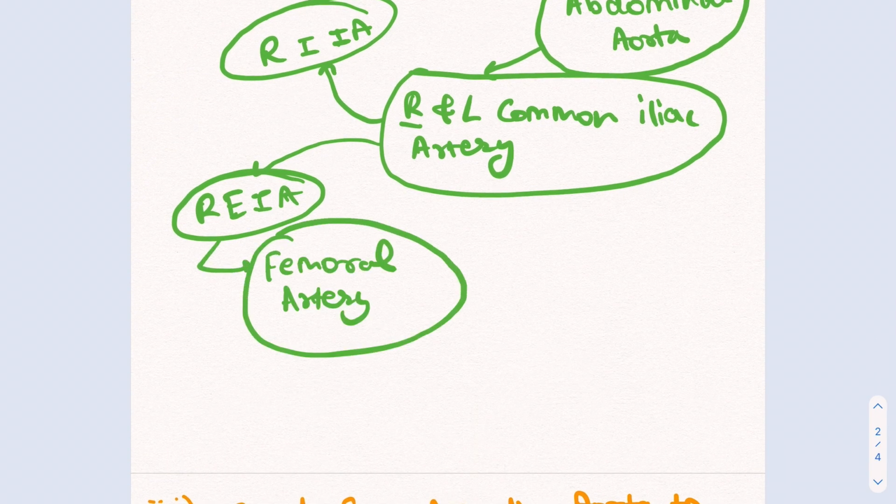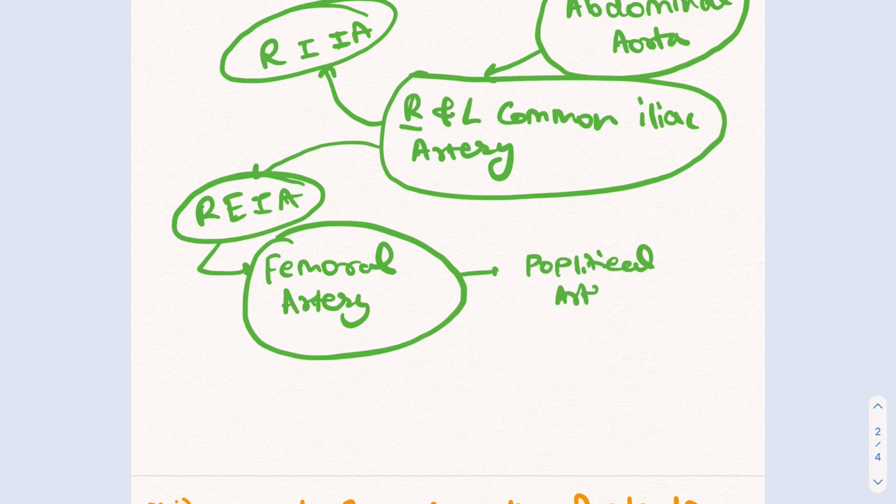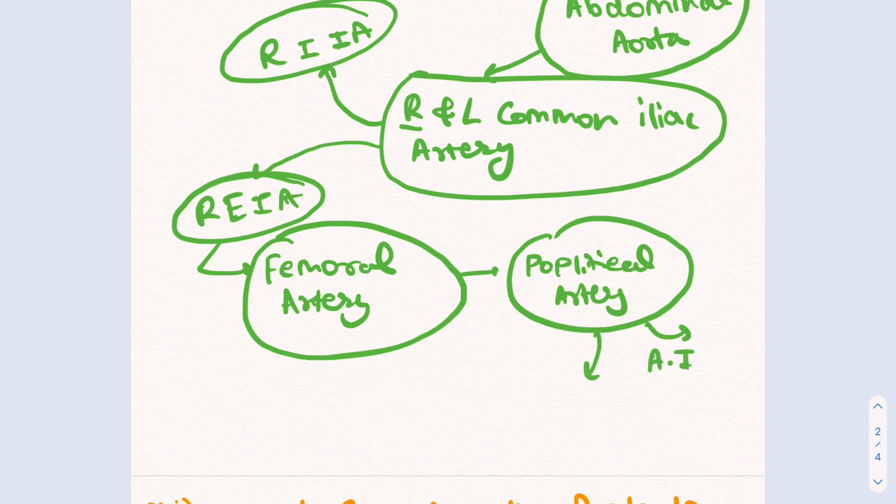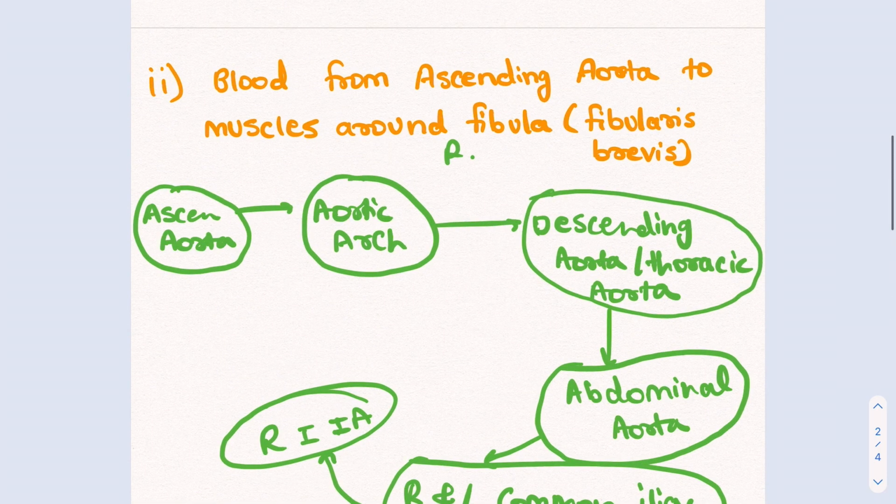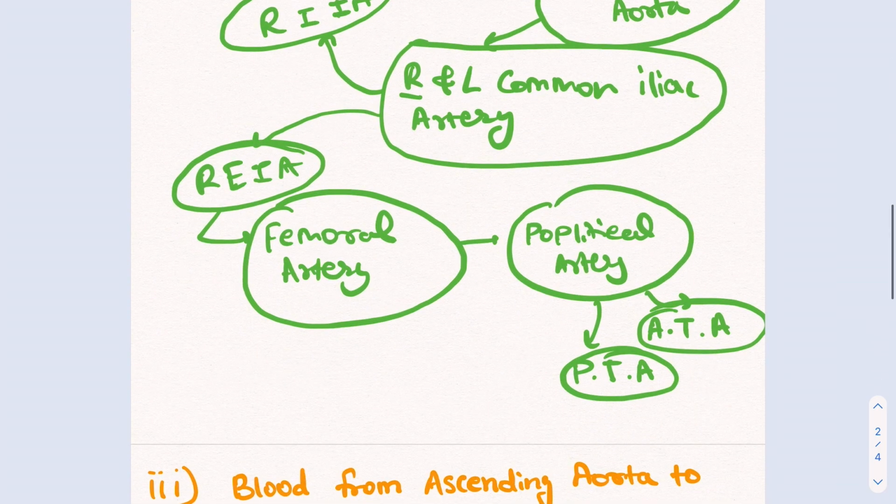A femoral artery switches side, so it goes from anterior to posterior, and once it enters the popliteal fossa, it becomes popliteal artery. Now, popliteal artery splits into two arteries. The first is anterior tibial artery, and then the other one is posterior tibial artery. Since blood is provided to the right fibula, we have to focus on the posterior tibial artery here.